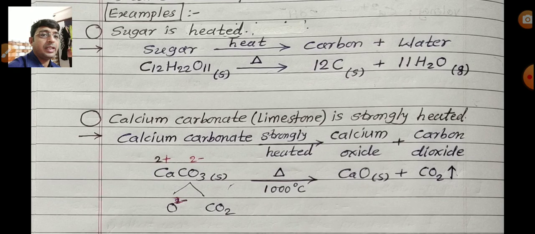Next reaction given: calcium carbonate, that is limestone, is strongly heated. This is a question for 2 marks. So calcium carbonate is strongly heated, then forms calcium oxide plus carbon dioxide. Calcium carbonate is CaCO3, and we know the valency of calcium and carbonate is 2 plus and 2 minus. What happened here? The carbonate radical is present on the reactant side. Remember this speciality: it immediately releases carbon dioxide gas. So one oxygen is separated and carbon dioxide gas CO2 is released.